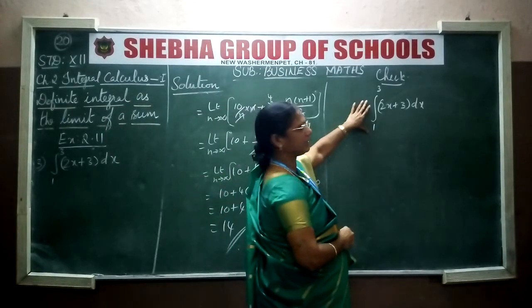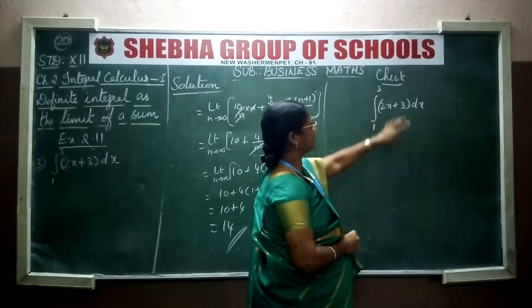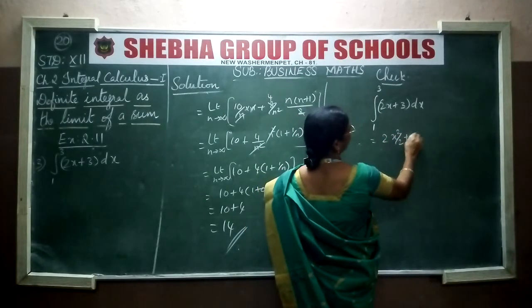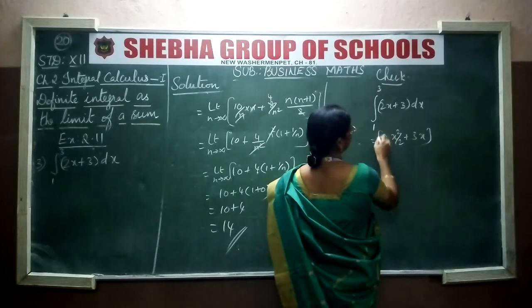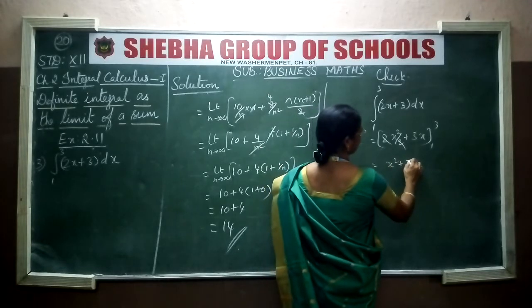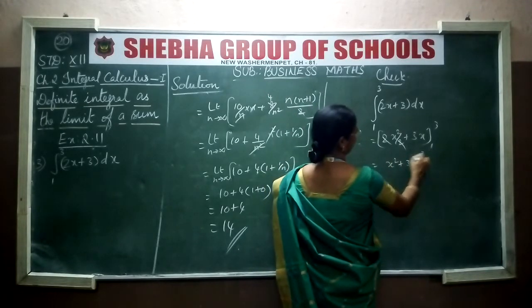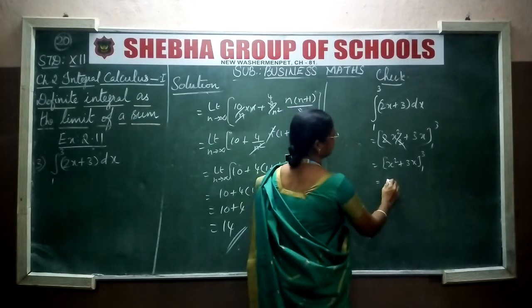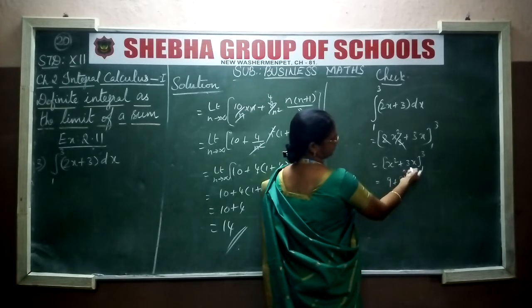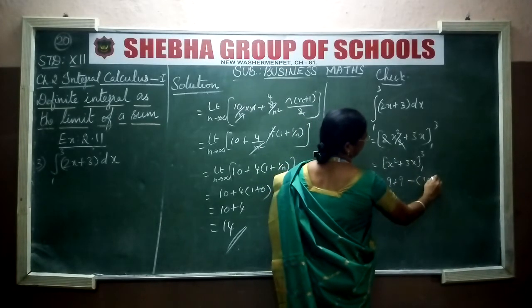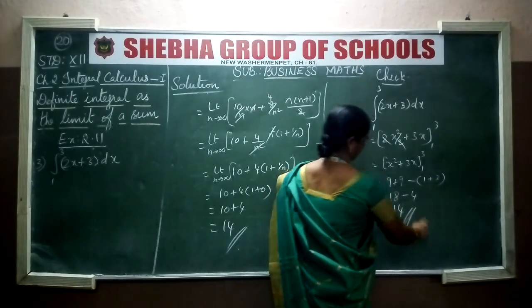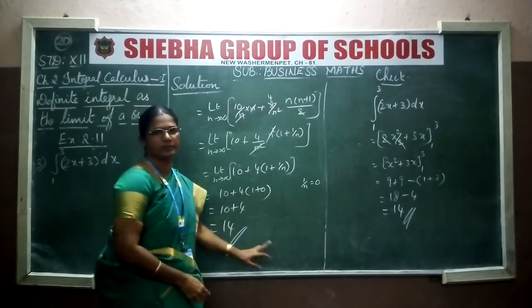If you want to check in the rough column, integral 1 to 3, 2x plus 3 into dx. The integration of x is x square by 2, plus 3 into x, from 1 to 3. Cancelling these two, we get x square plus 3x inside and the limit is 1 to 3. Now substitute first 3: 3 square is 9, plus 3 into 3 is 9. Next minus, substitute the lower limit, that is 1 square plus 3 into 1. We get 18 minus 4, 14. These two are equal, isn't it? Okay.